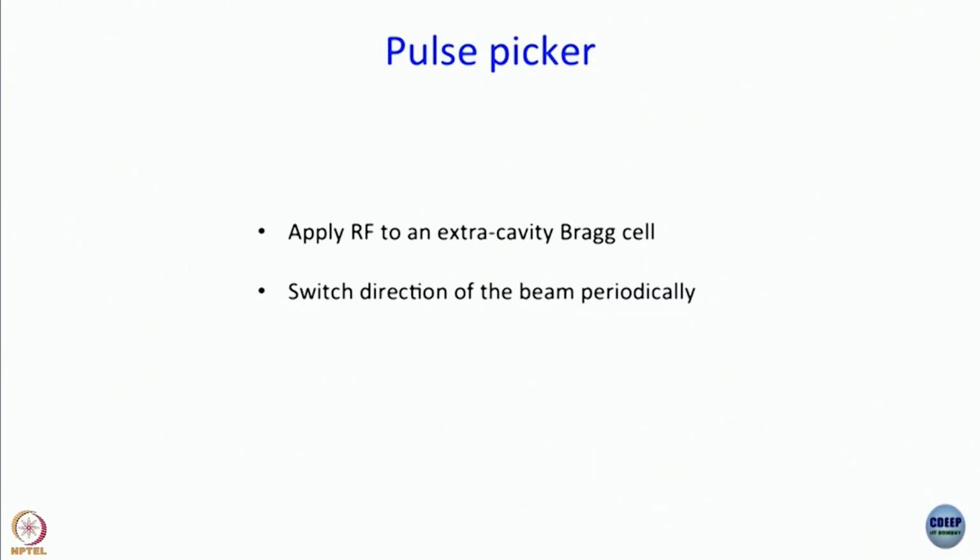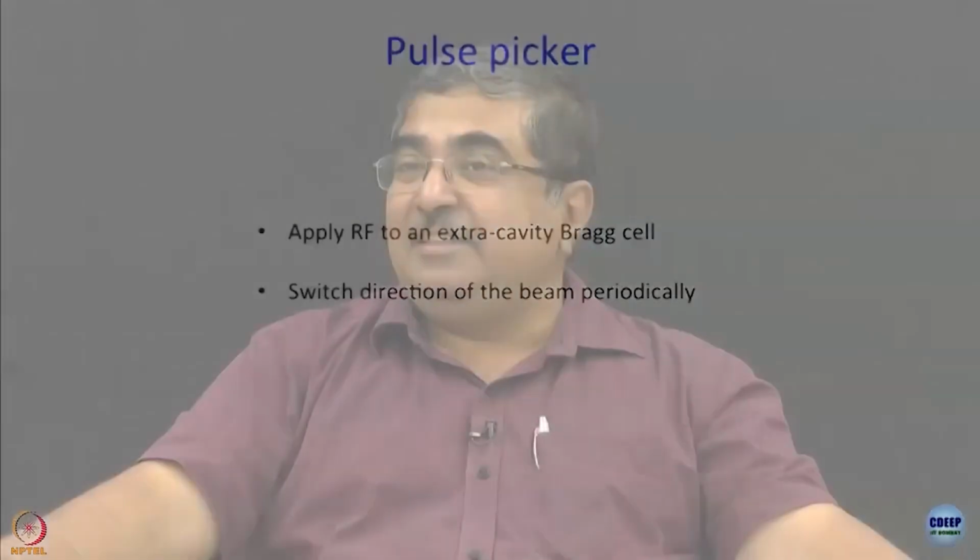Inside the cavity, exactly. What about the pulse picker? Where is the pulse picker? It is outside the cavity. That is a very major difference, right? So, here you use a Bragg cell like what you use in a cavity dumper, but you use an extra cavity Bragg cell. What is the problem with that? The problem is you generate two beams, now you decide which one you want.